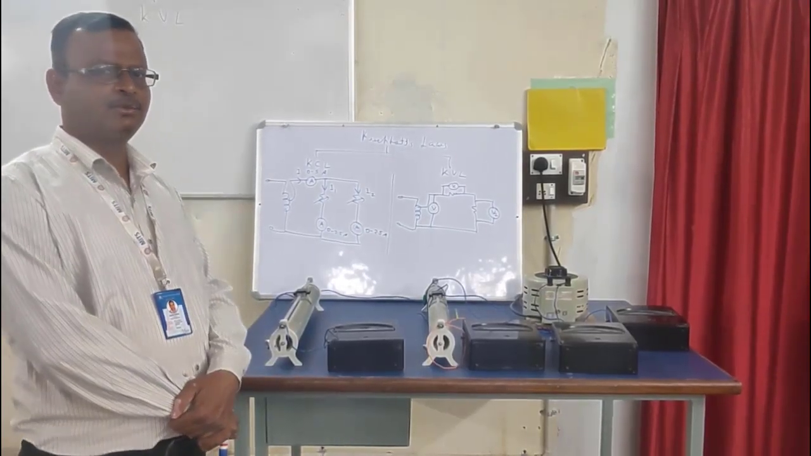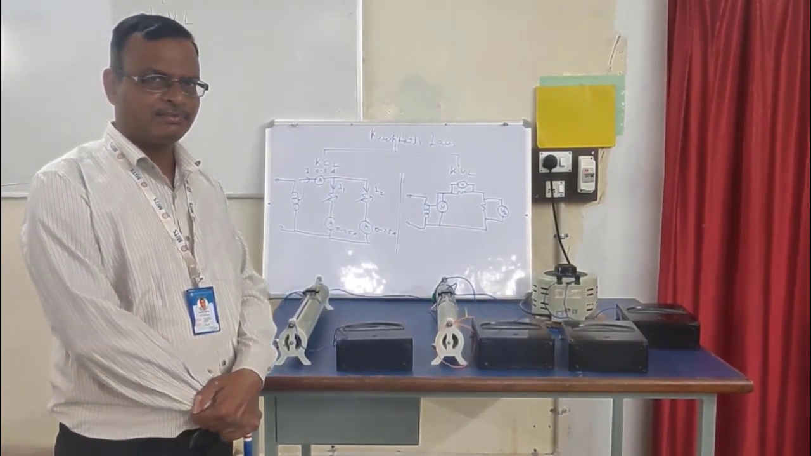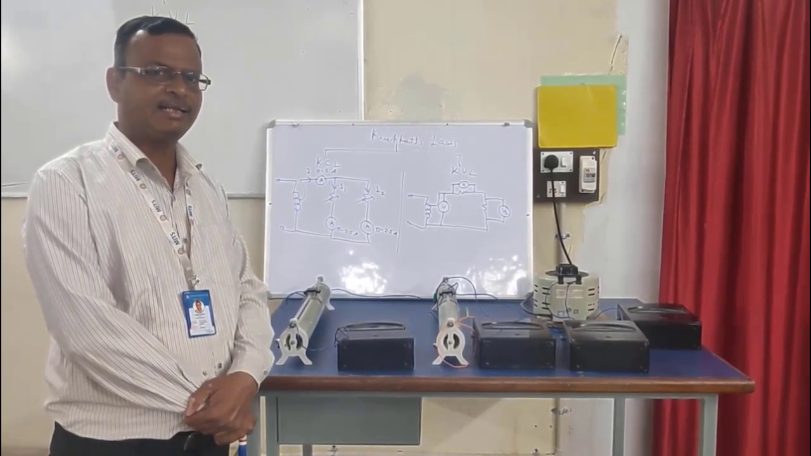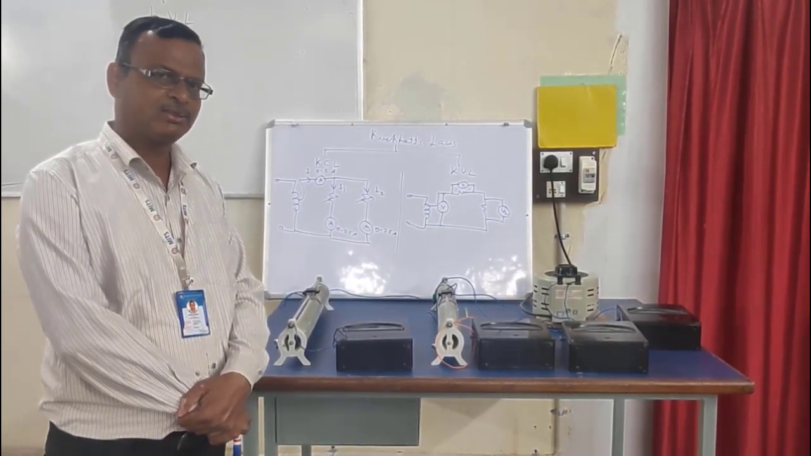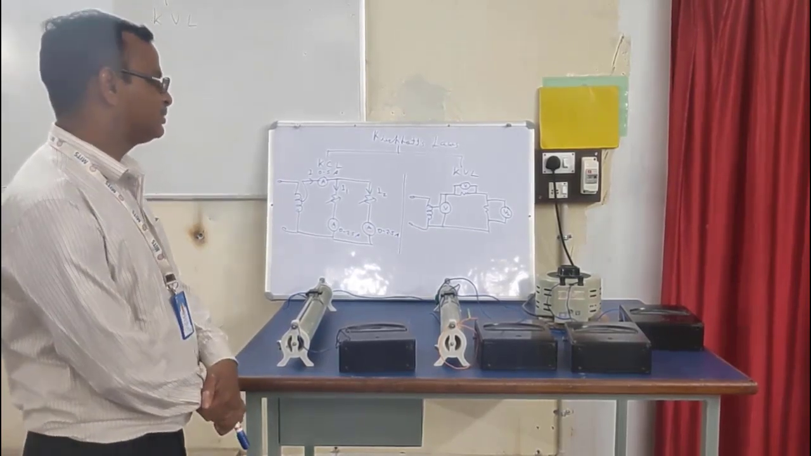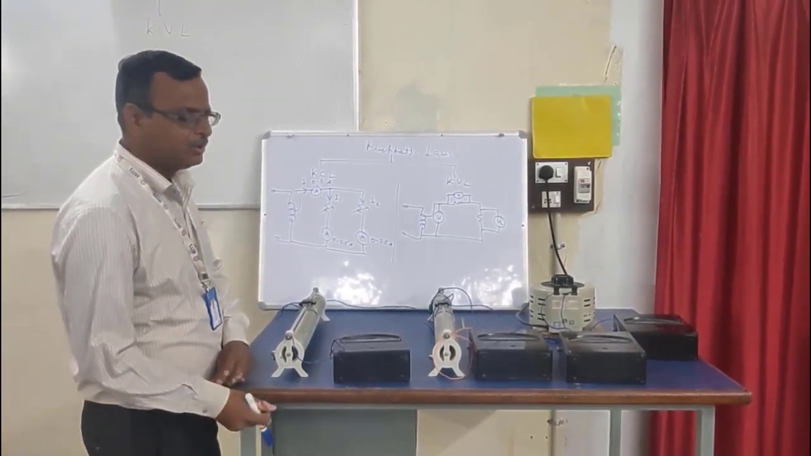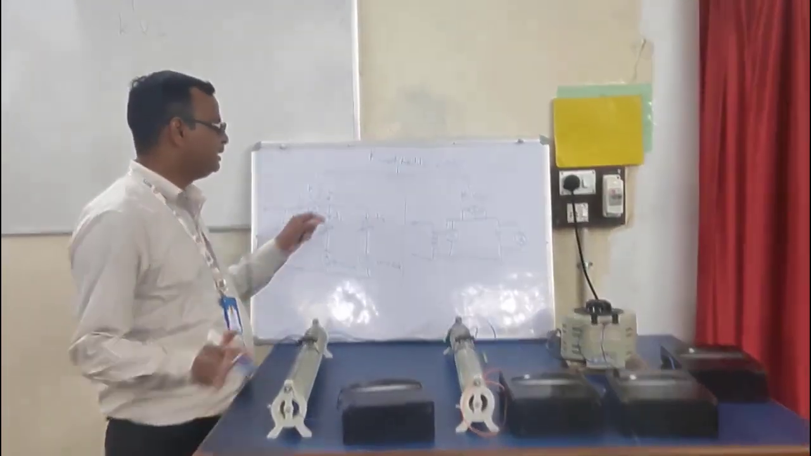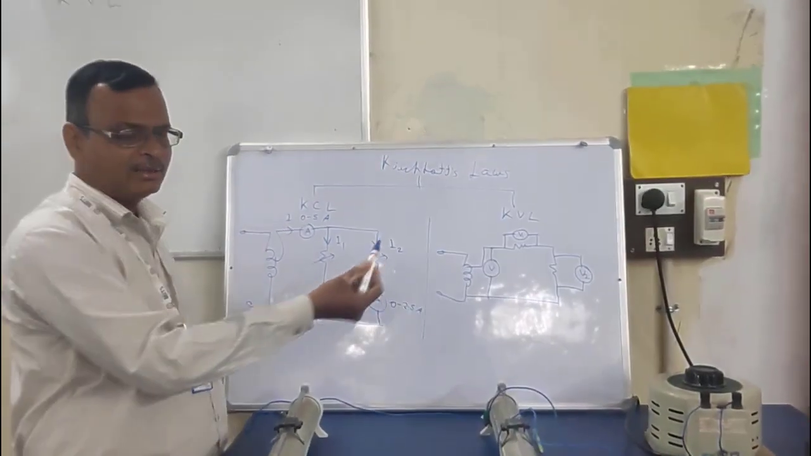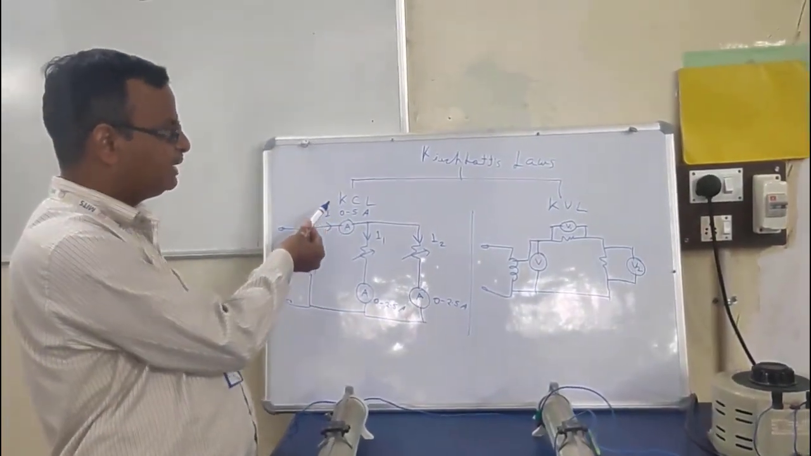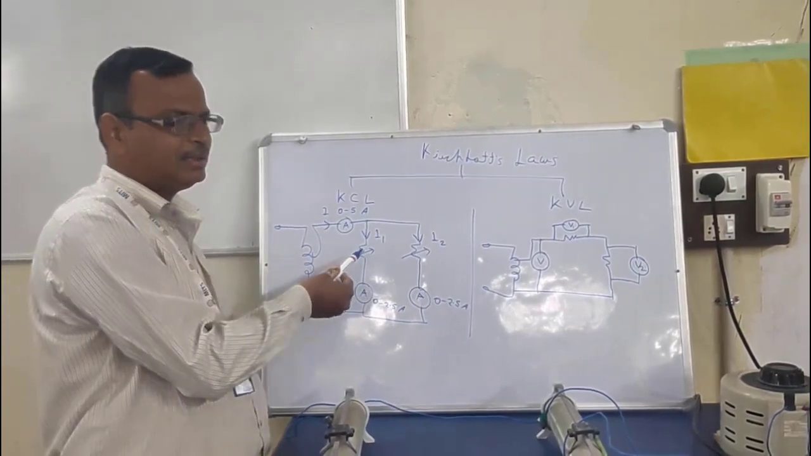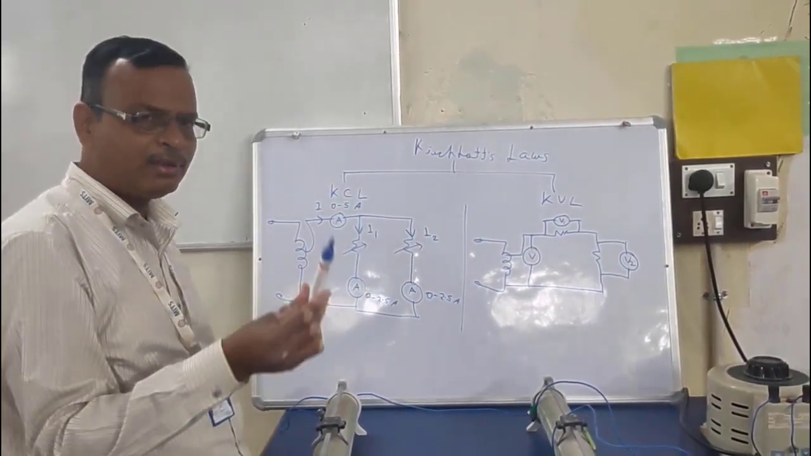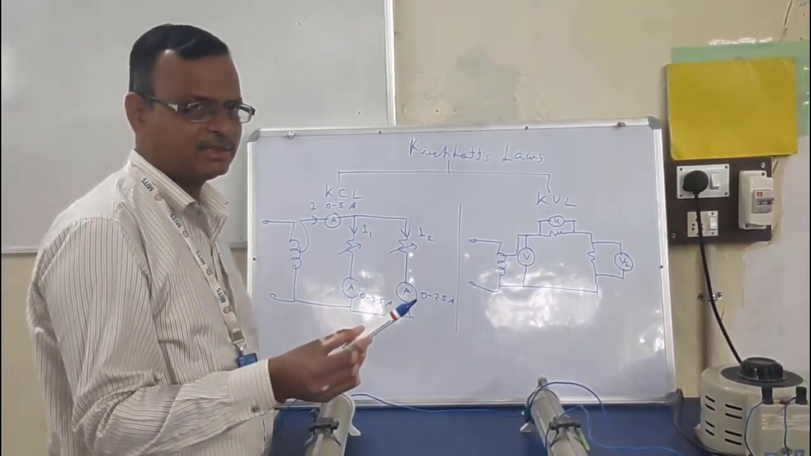Dear students, today we are going to perform the first experiment from this basic electrical laboratory, verification of Kirchhoff's law. The verification of Kirchhoff's law means we have to verify two laws, KCL and KVL. So first of all we verify the KCL. The KCL means the algebraic sum of all the currents meeting at a point or junction is 0.